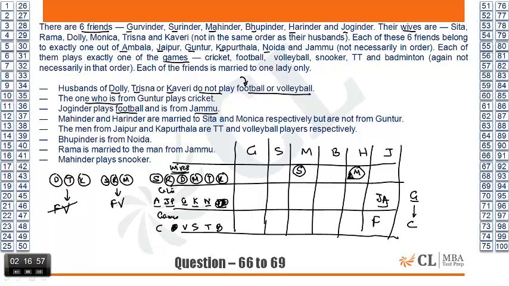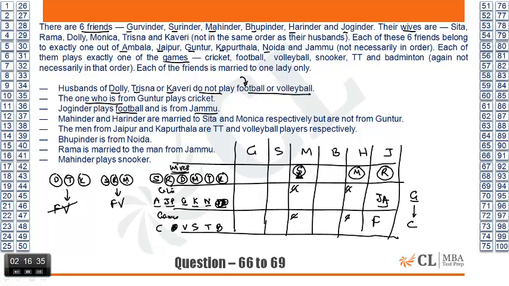Very good. They are not from Guntur. So if they are not from Guntur, they also cannot play cricket. Okay, very good. And anything else? Oh, so is this F? No, this is F. If it is F, it has to be either S, R or M. S and M is already taken. So which means that person must be from R.